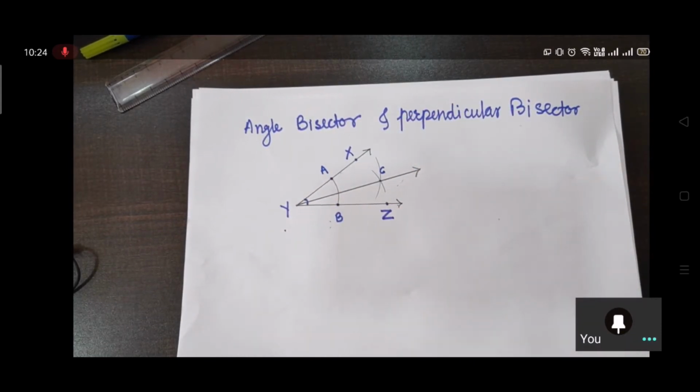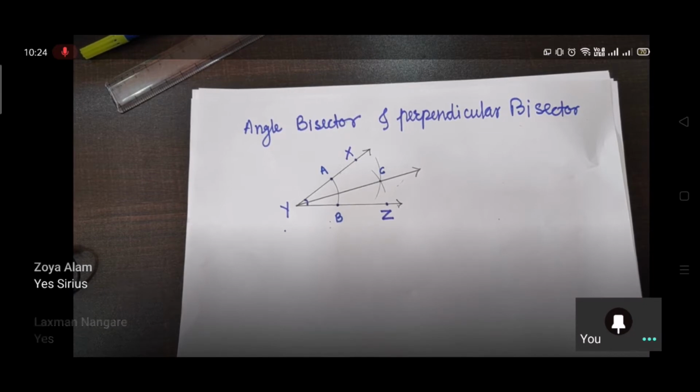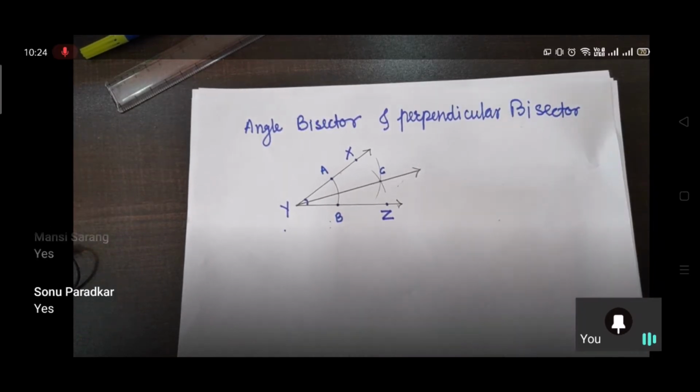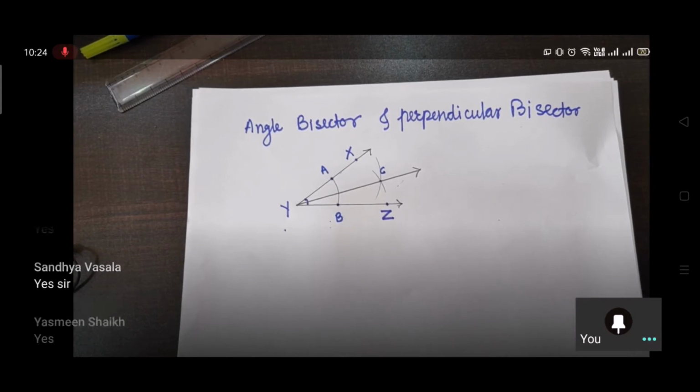The meaning of angle bisector: whatever degree is given, we have to bisect it, which means we have to make two equal parts. I hope you understand angle bisector. If you understand, type yes in the chat box. If not, again I will explain once. Simply write no if you really don't understand. Otherwise, we will proceed to perpendicular bisector. Okay, all are typing yes, yes.